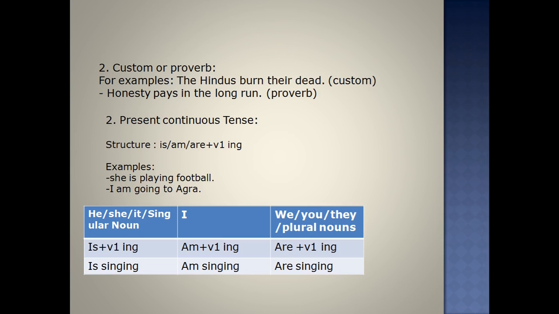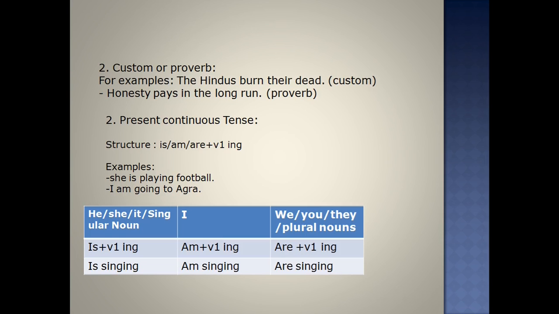After simple present tense, we are going to learn present continuous tense. So what is the structure of present continuous tense? The structure of present continuous tense is is/am/are plus first form plus ing. So we have examples. First is she is playing football, and second is I'm going to Agra. So in this we have used that structure.